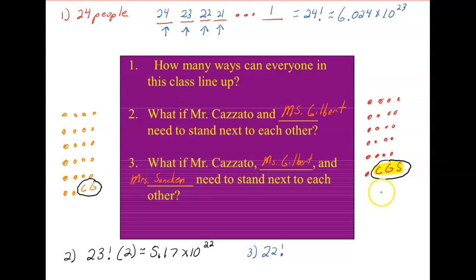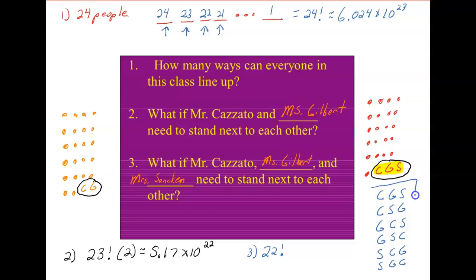Well, let's list that out. I could be first, Miss Gilbert, Mrs. Sankin. I could be first, then Mrs. Sankin, Miss Gilbert. Maybe Miss Gilbert was first, then me, then Mrs. Sankin. Or maybe me and Mrs. Sankin switch. Or maybe Mrs. Sankin was first, followed by me and Miss Gilbert. Or maybe me and Miss Gilbert switch.